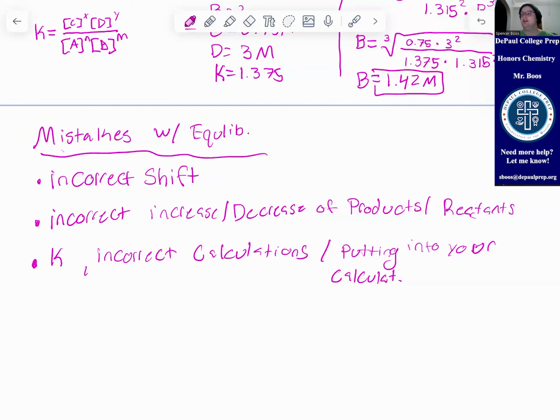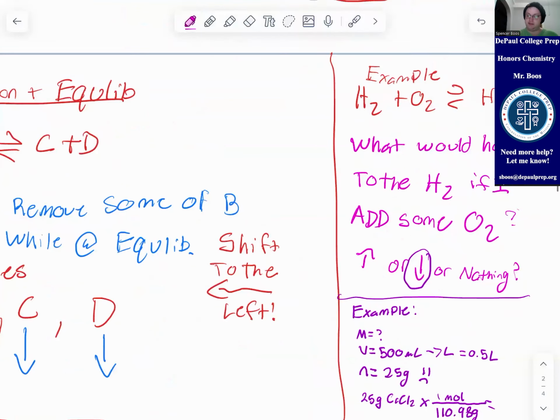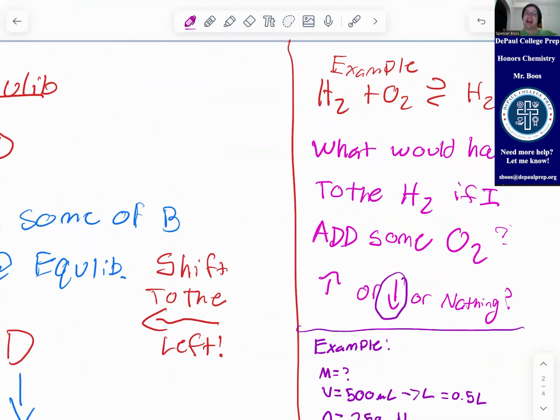Will there be any questions on the multiple choice where there are 4 rows that relate to equilibrium? Yeah, there's going to be a question similar to this one. What would happen to the H2 if I add some O2? And you just need to determine: does it go up, does it go down, or does it do nothing?